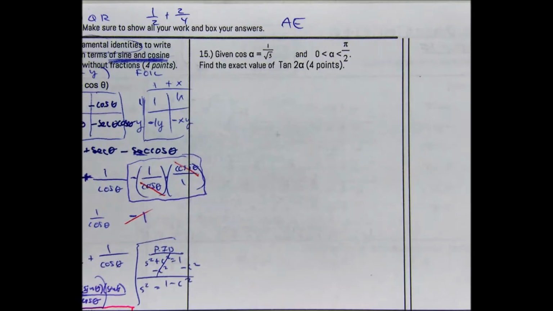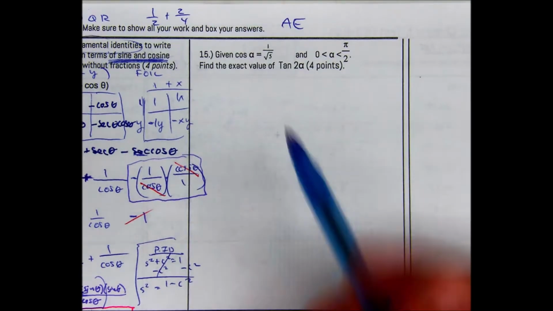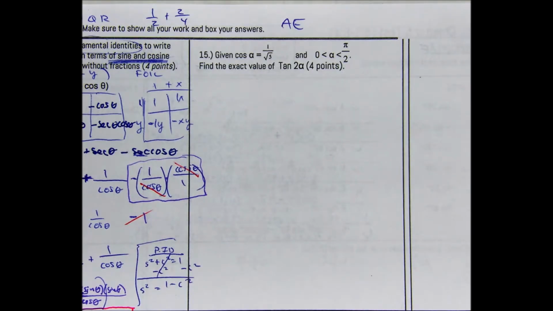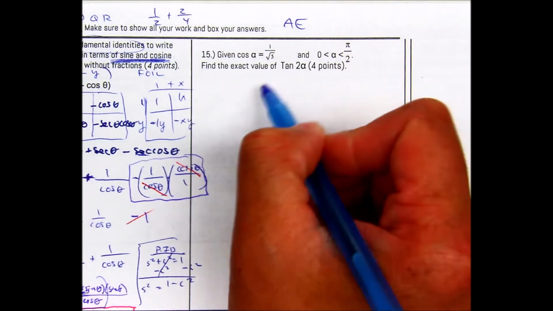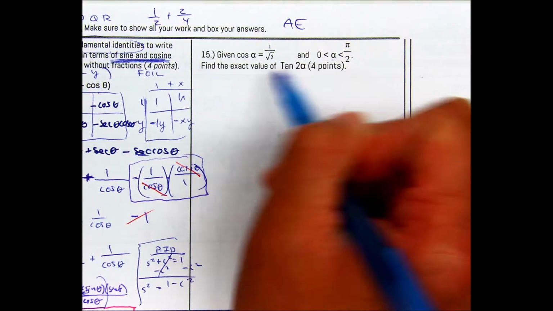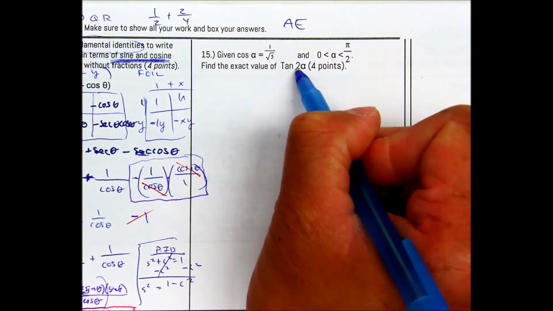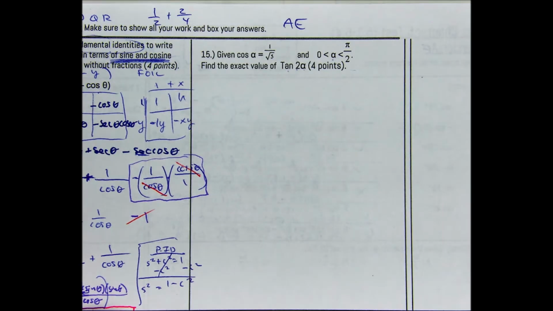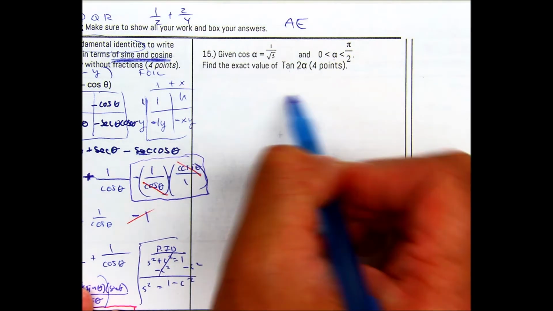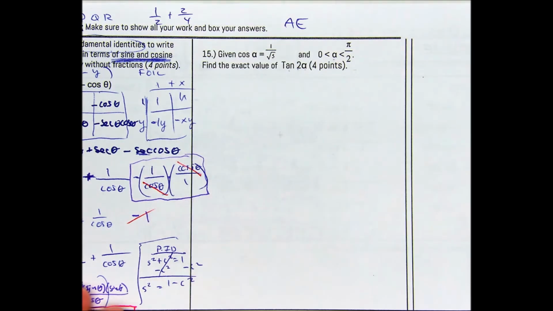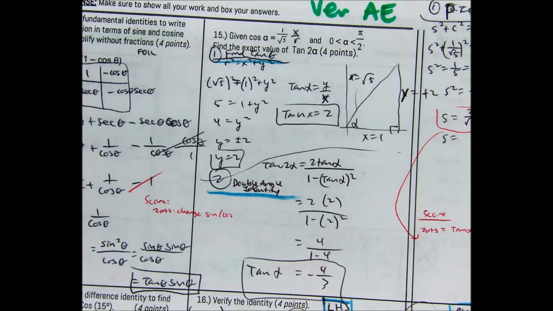Question number 15. Given cosine of alpha equals 1 over radical 5. I don't know why students get scared of the radical, so they only just wrote 1 over 5. And alpha is between 0 and pi over 2. Find the exact value of tangent of 2 alpha. So there's a couple of ways. In here it doesn't tell you you have to use identities. I'd rather just show you my solutions to go faster.